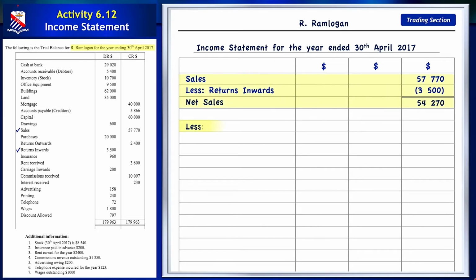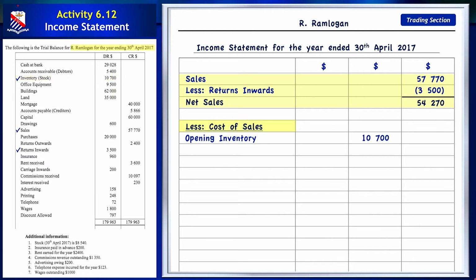Move on. Less cost of sales. Once they have not given you the figure, that means that you have to calculate it. This is a heading. We now have to go and do some calculations. And for our calculations, the first thing you start with, opening inventory. Where do you find your opening inventory? In your trial balance. So your opening inventory, 10,700, middle column.